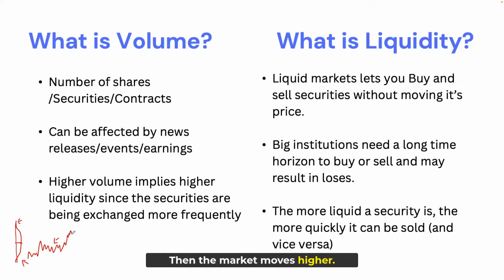Then the market moves higher. Low volume was traded here. It means that buyers and sellers did not agree at these prices, and the market moves back towards the high volume node, to the fairest price.